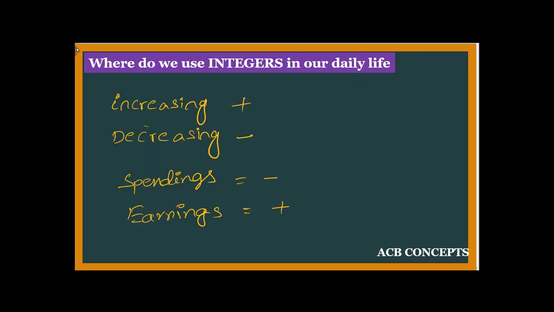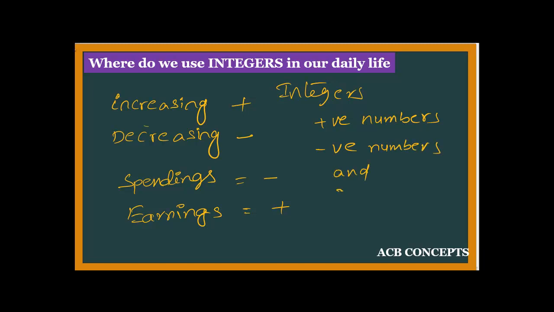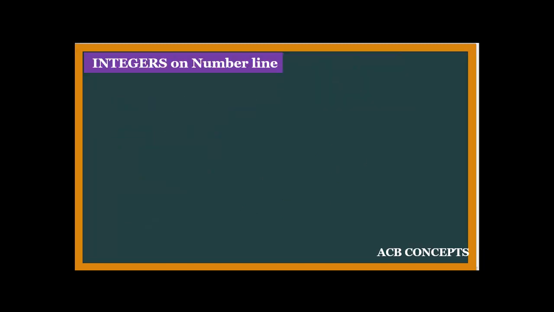From all above these examples, we conclude that integers are nothing but, what are they? They are positive numbers and negative numbers and 0. So here we are going to learn integers on a number line.